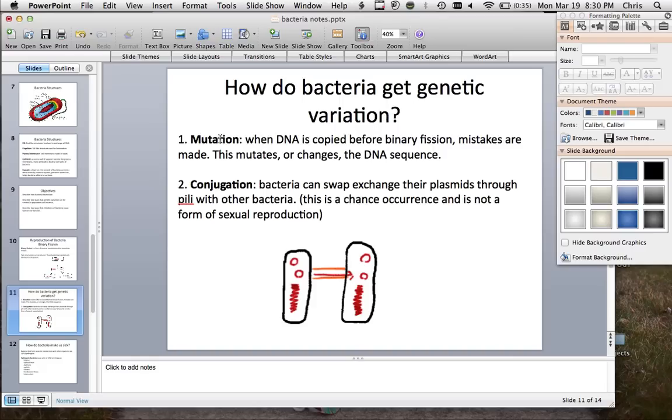Well, the first way is mutation, and this is just when DNA is copied before binary fission and mistakes are made in the cell, and this happens all the time. So this mutates or changes that DNA sequence. Okay, so that's one way that bacteria can get genetic variation.